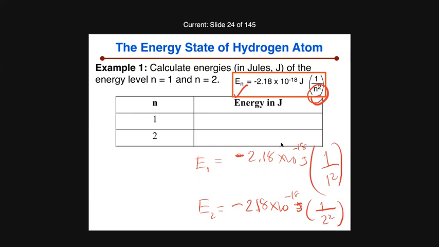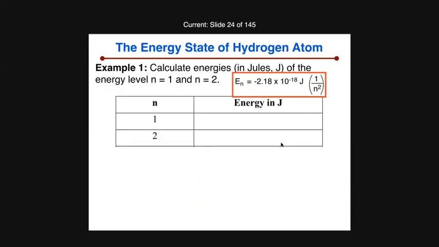If you plug this value into your calculator, what you are going to obtain for n equal to 1 is negative 2.18 times 10 to negative 18. For n equal to 2, it is negative 0.545 times 10 to negative 18. Note that if you punch this in your calculator, you might get a different form, because I am actually moving a decimal point right here.